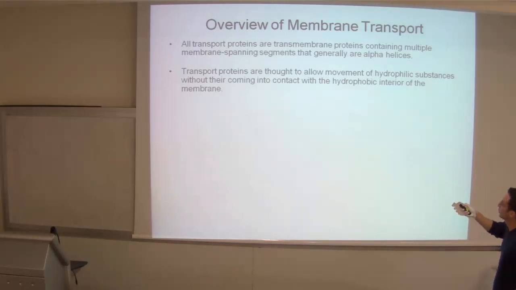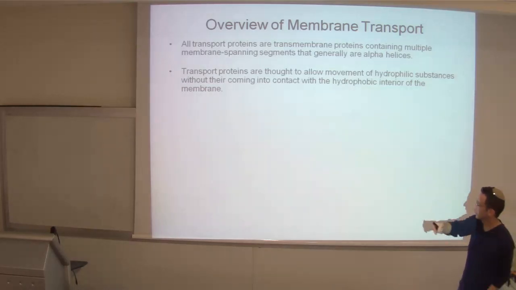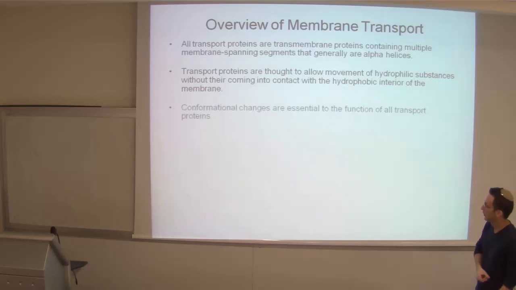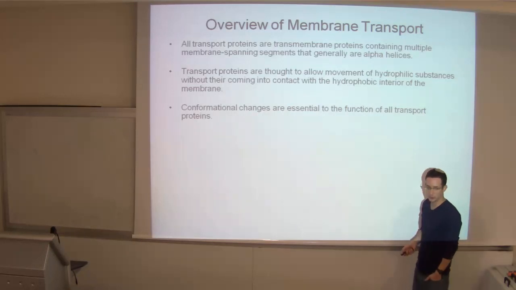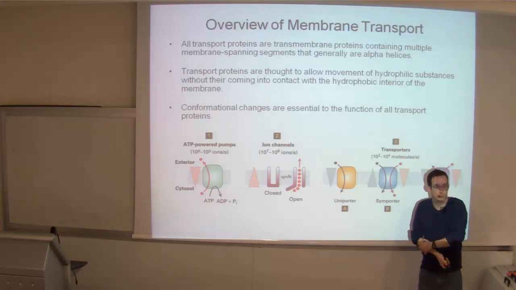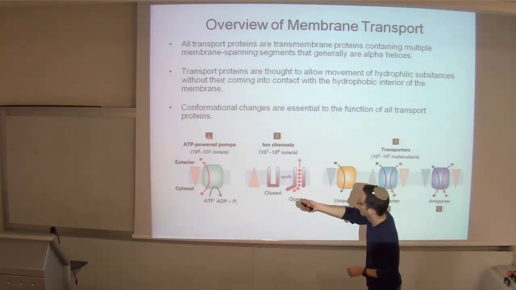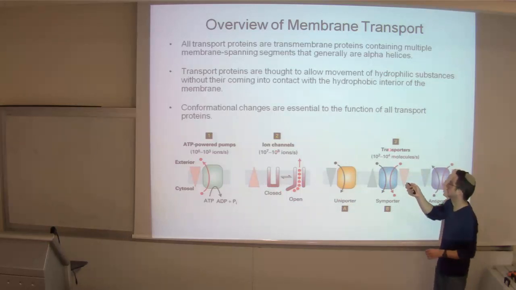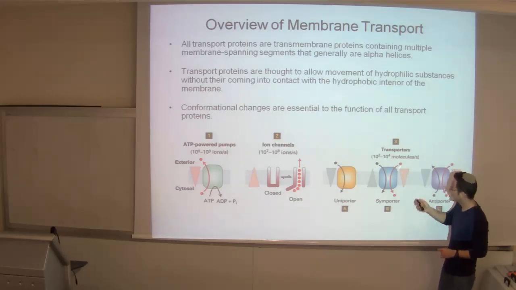As I said, the transport proteins form a hydrophilic surrounding for the hydrophilic substances to pass through. A series of conformational changes is the basis of the mechanism of action of these proteins. We'll see this specifically for each kind of transporter. This is just a general view of the three principal transporters that exist: ATP-powered pumps, ion channels, and, well, they are simply called transporters, as the whole family is called, but these are either uniporters, symporters, or antiporters.